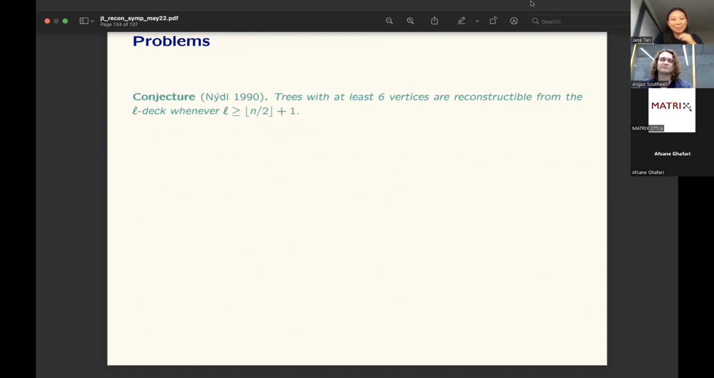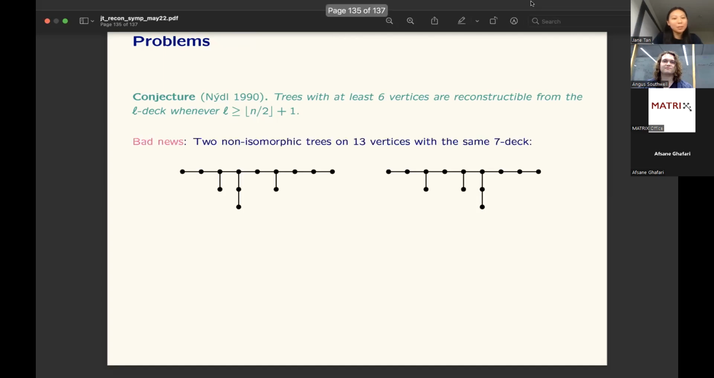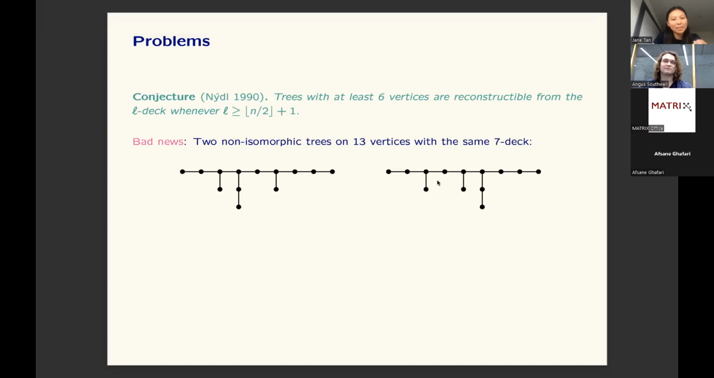Okay. So I'm just going to conclude with a couple of problems, and there are many, many problems left over, but I'll try to specialize to a few. One is this conjecture of Noodle, which feels like we're reasonably close to at this point because we're down to linear. Unfortunately, in the process of actually proving that, Tom, one of my co-authors, showed that the conjecture is not true as stated. So there's a counterexample, which are just these two graphs. These are non-isomorphic trees on 13 vertices, and they have the same 7 deck. That is hard to check. He really did this by computer.